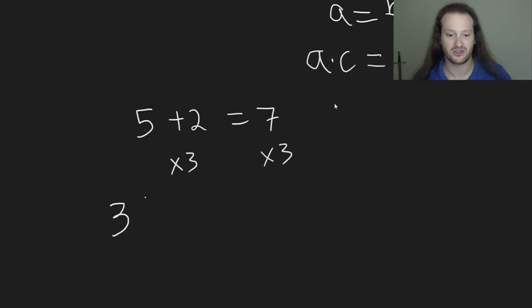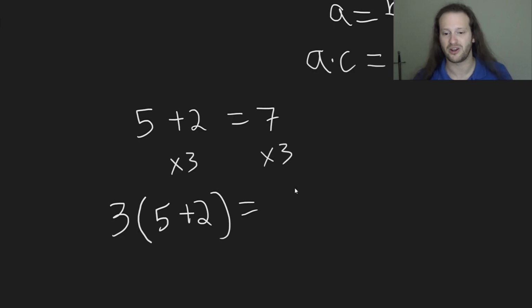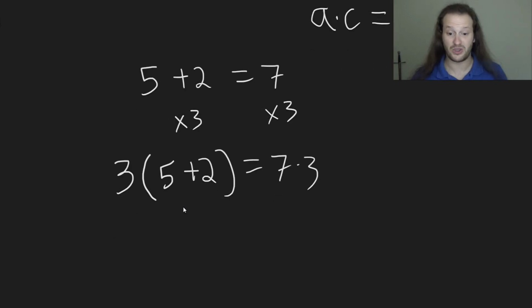I'm not even going to put a dot because it's going to be parentheses 5 plus 2, like this. Equals... Here I don't need parentheses because there are no other operations that need to be upheld. This is just 7 times 3. Yes, we could do order of operations to clean this up. But then, 5 plus 2 is 7, duh, 5 plus 2 equals 7.